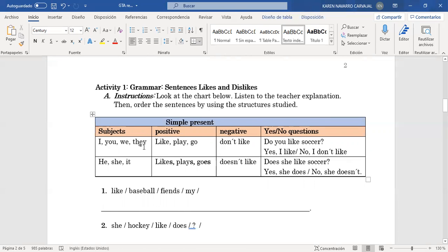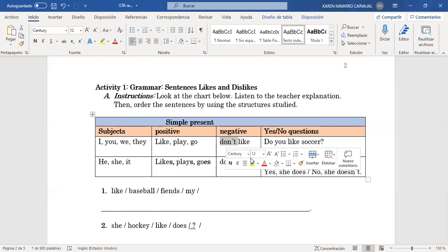more developed. By the way, here we have subjects. We have a simple positive sentence, negative sentence, and just no questions. This is a resume. So here we have, for example, I, you, we, and they. Then we have he, she, and it. Remember that for plurals, when you are writing a positive sentence, you don't add anything to the verb. For negative, you use don't.